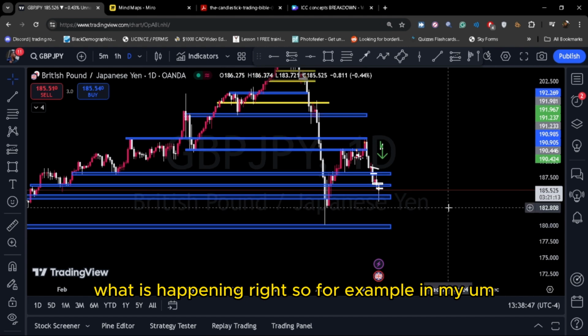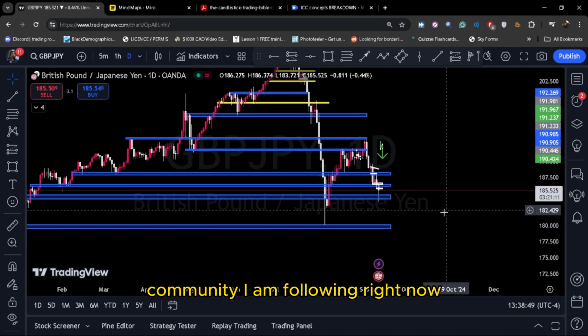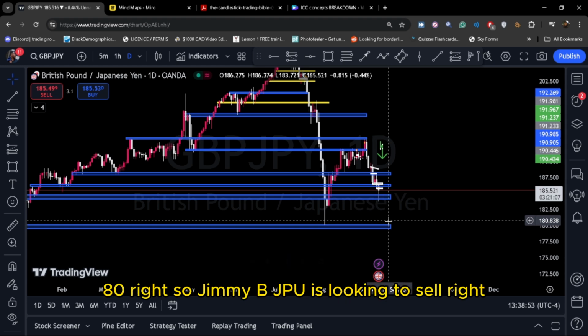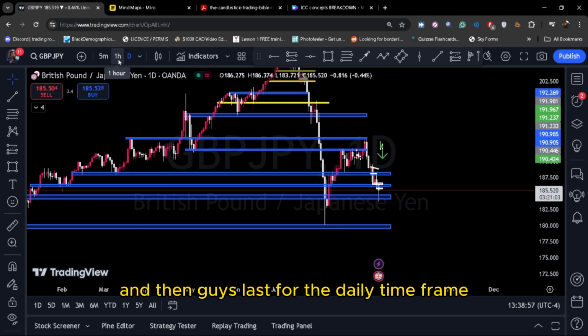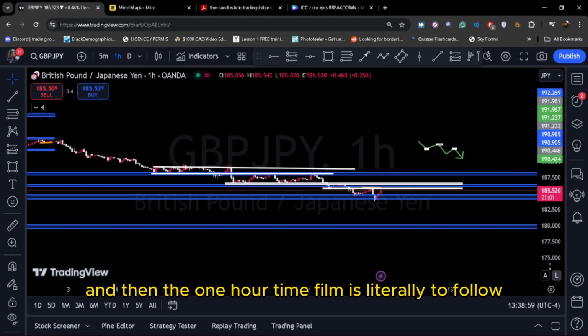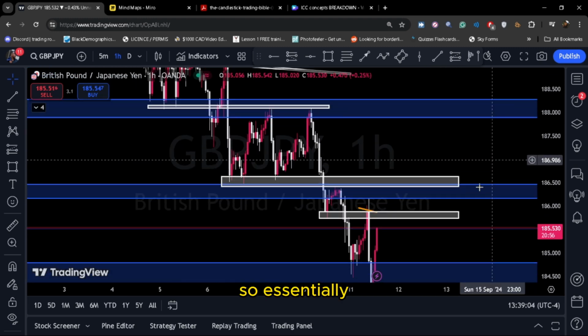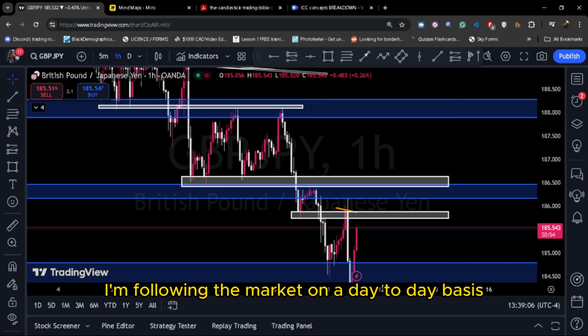So for example, in my community I am following right now, we are anticipating price is looking to sell all the way down here to 180, right? So GBP is looking to sell, right? And then guys, that's for the daily time frame. And then the 1 hour time frame is literally to follow the day-to-day trend, right? So almost like a day trading thing, right? So essentially I'm following the market on a day-to-day basis.